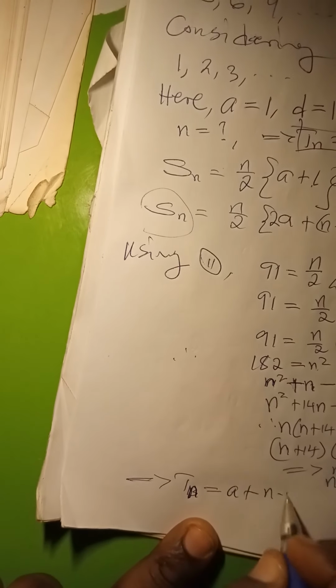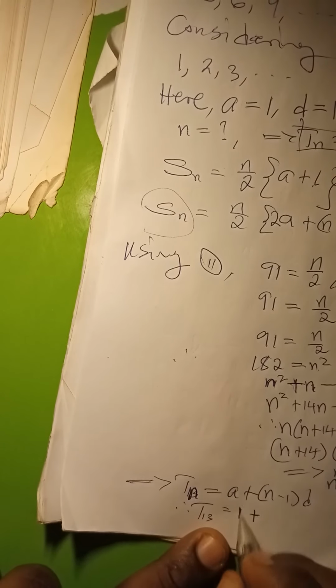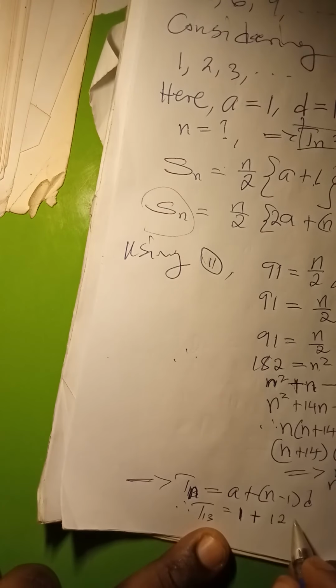Okay, now we have Tn is equal to A plus n minus 1 times d. So that means that our T13 is going to be equal to the first term, 1, plus 12 times 1. Okay, is that correct? Which is equal to 13. So there are 13 terms. The last term of the triangle is 13. Okay, that's it. So let's go to the next question quickly.